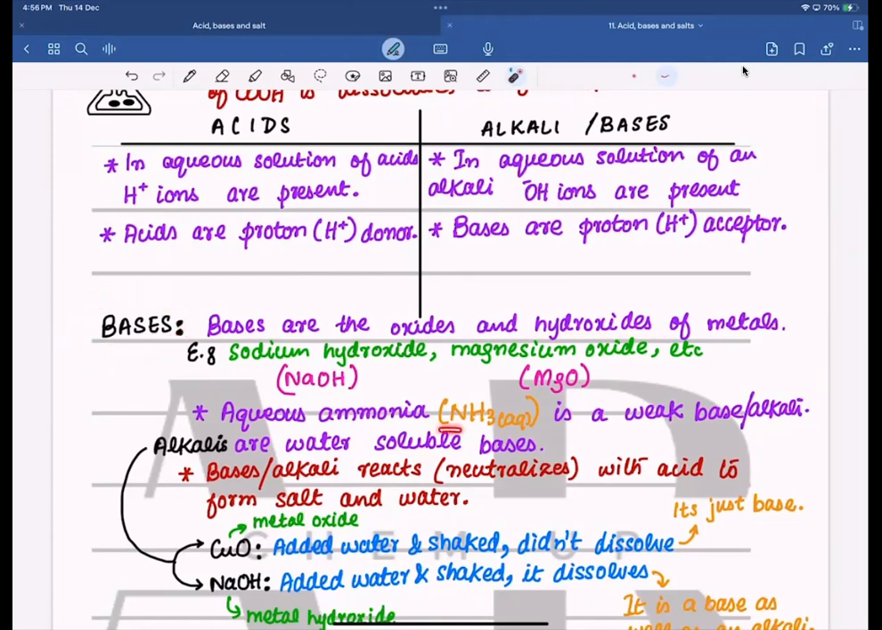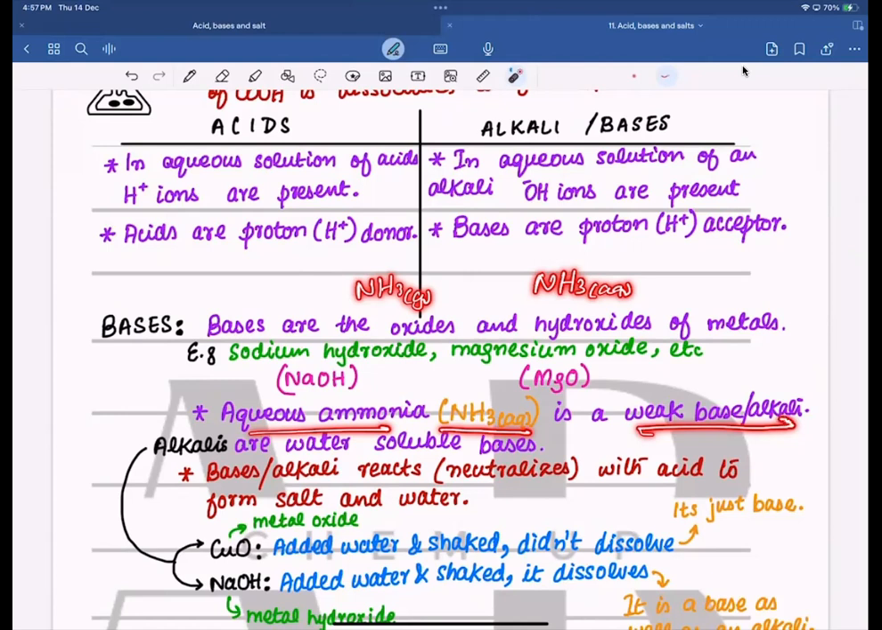Besides this, there is another base which we call aqueous ammonia. Okay, if we just say ammonia, then ammonia is a gas. And when we say aqueous ammonia, then it is a base. And it is a weak base. So what is a weak base? It is similar to acids, where the weak acids are the ones which partially dissociate.